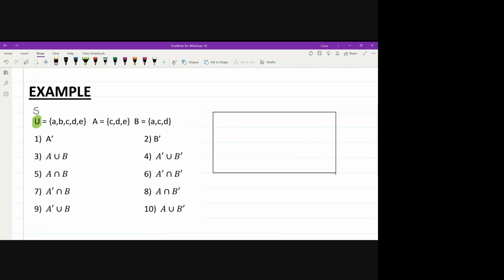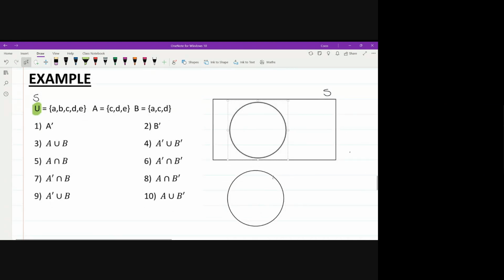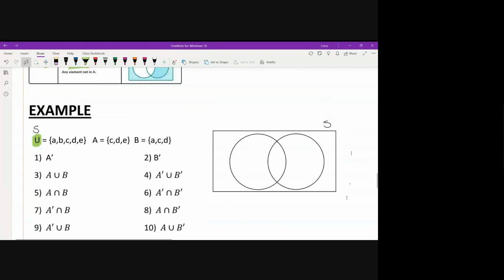I'm going to draw my big circle for our sample set S, and then I'm going to put 2 circles, 1, 2. Move that in a little bit. And then there's definitely going to be an overlap. Right? This is going to be sample set A. This is going to be B.